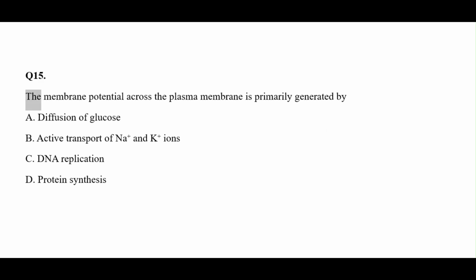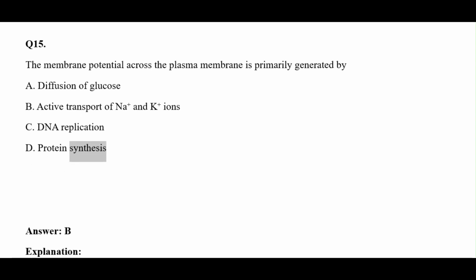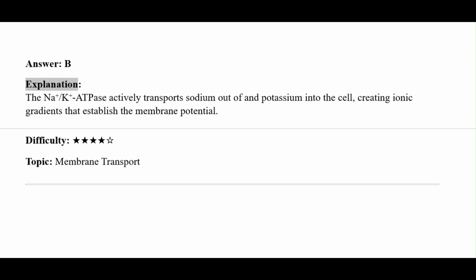Q15. The membrane potential across the plasma membrane is primarily generated by A. Diffusion of glucose, B. Active transport of Na and K ions, C. DNA replication, D. Protein synthesis. Answer, B. Explanation. The Na/K ATPase actively transports sodium out of and potassium into the cell, creating ionic gradients that establish the membrane potential. Difficulty.